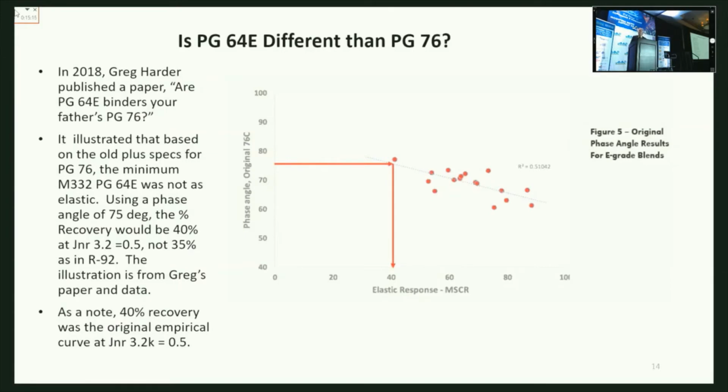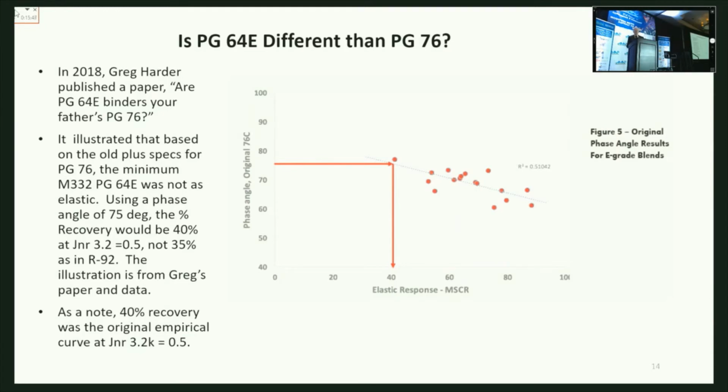Okay. Greg Harder came up with a paper about 2 years ago now, in 2018, and he called it, "Is your PG64E different from, are PG64E binders your father's PG76?" They published it in their magazine. He has gone and given several presentations. I borrowed the illustration from his article.